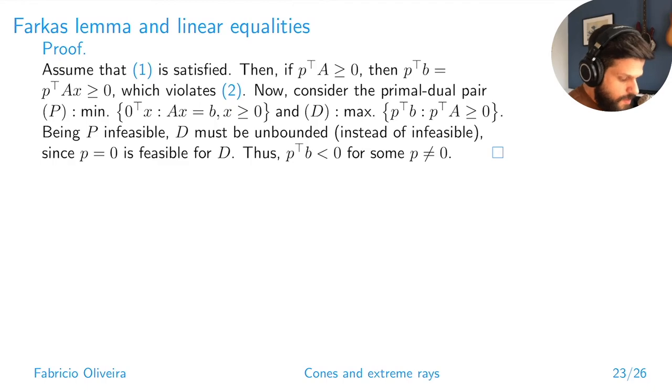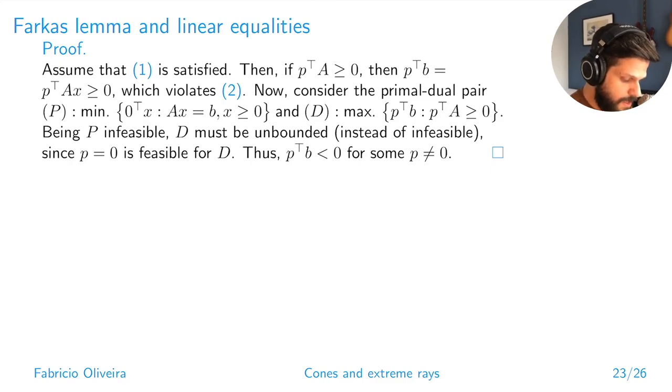The proof is rather simple. We just did the first part. So if you assume that one is satisfied, then you can see immediately that two is violated by the derivation we did before. Now, to show two, you have to use primal and dual pairs. So define your primal like the thing you saw at the top. And if you look at the dual of that problem, it looks actually like this. And because P is infeasible, we know that D must be unbounded or infeasible.